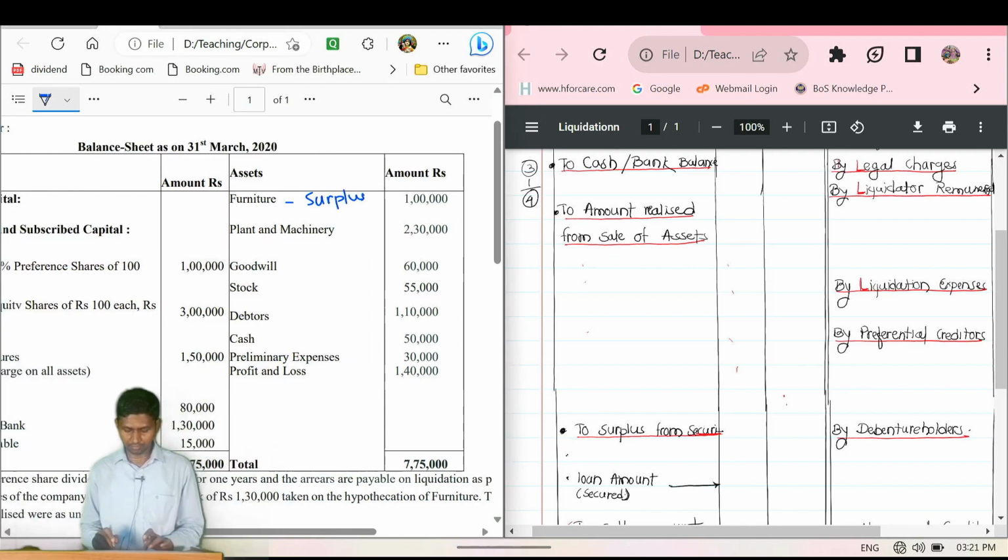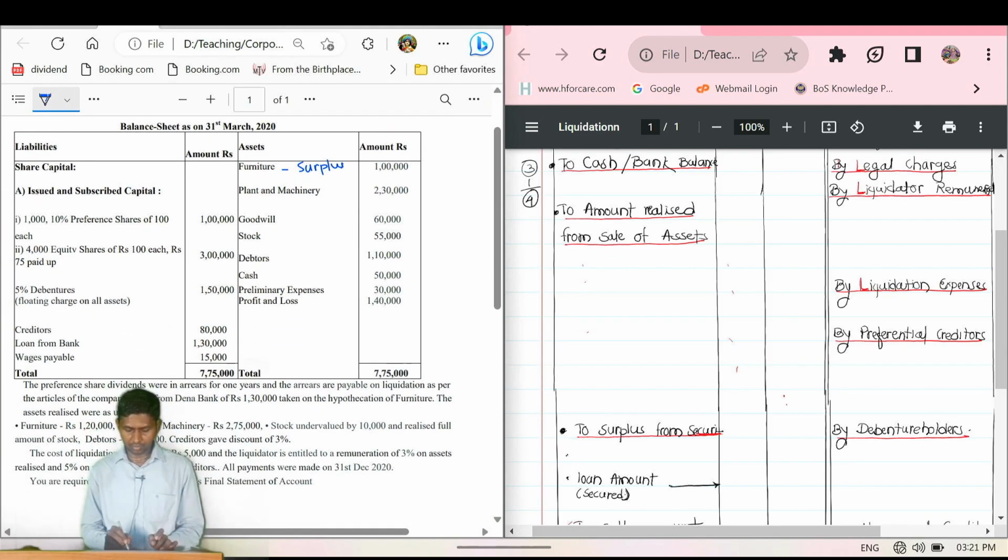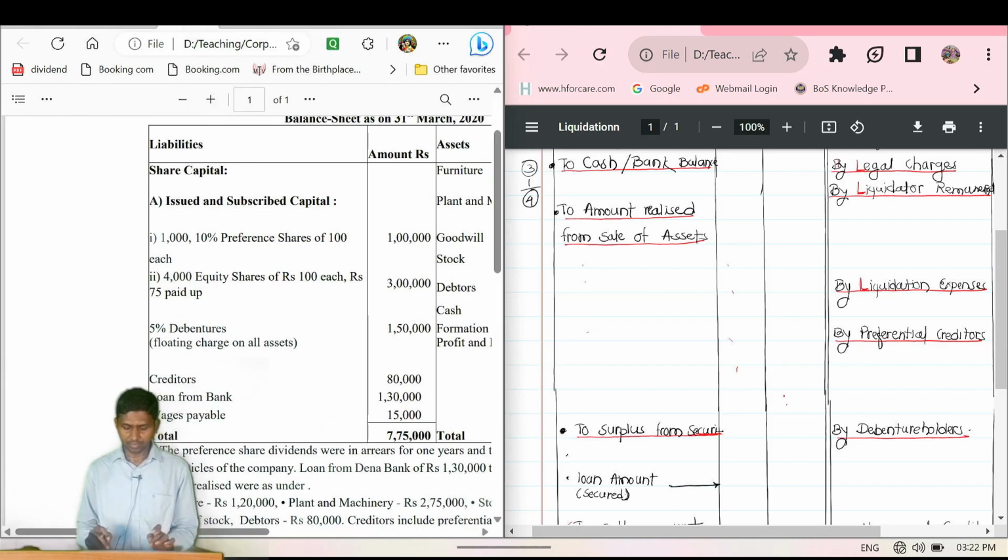Now then after this, if you read, no need, I know, you know everything, against loan of 130, furniture on hypothecation, therefore furniture in surplus, and then all other assets, that means plant and machinery, goodwill, stock, debtors, in amount realized from sale of assets, correct. Then after that cash in cash oblique bank, correct. And then preliminary expense, profit or loss will not come. Understood?